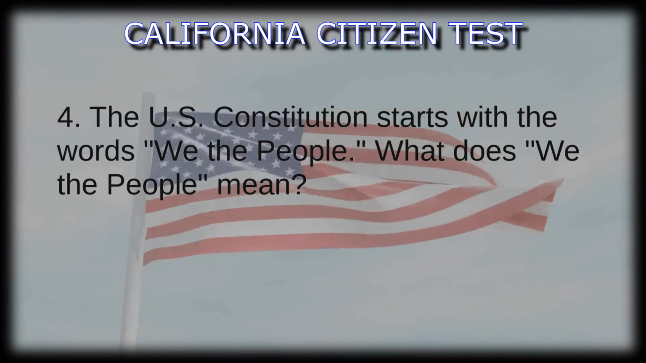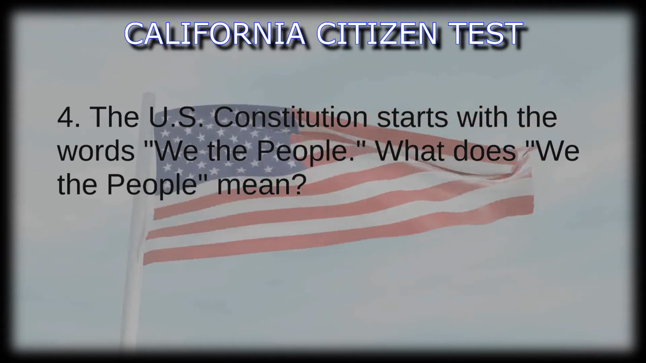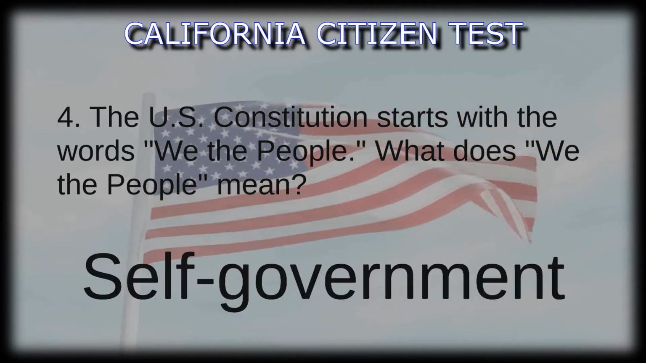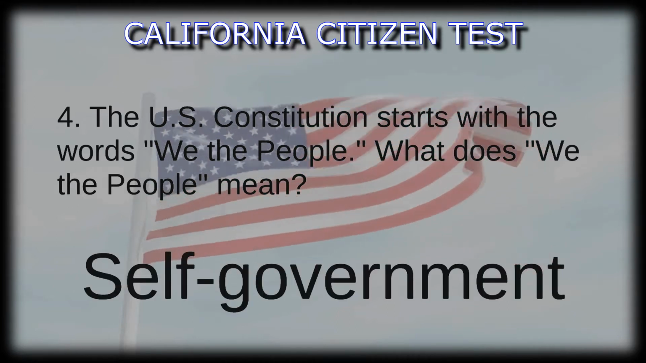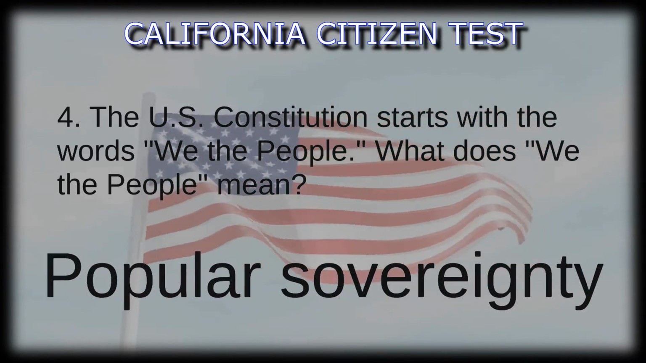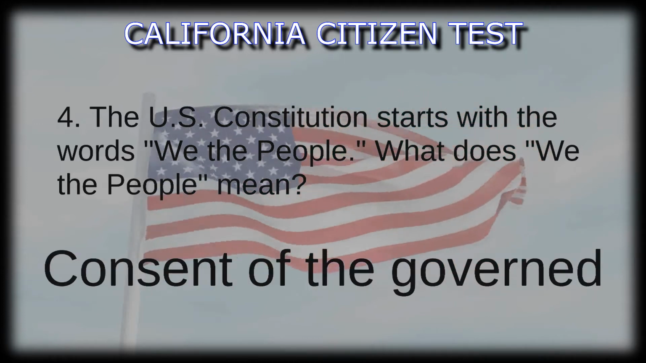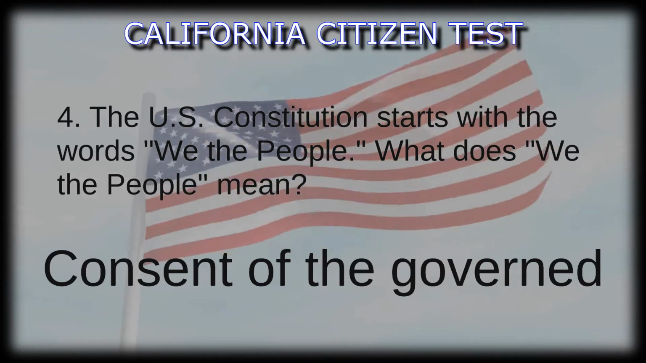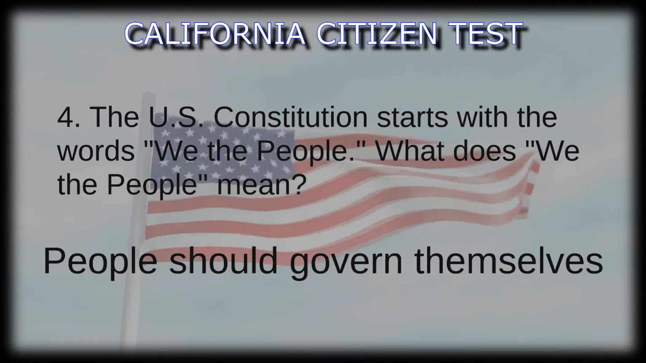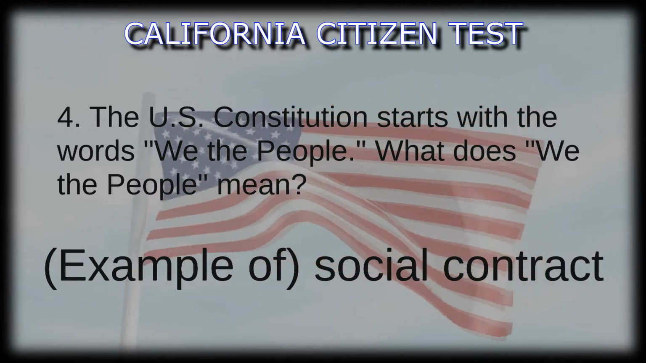4. The U.S. Constitution starts with the words, "We the people." What does "we the people" mean? Self-government. Popular sovereignty. Consent of the governed. People should govern themselves. Example of social contract.